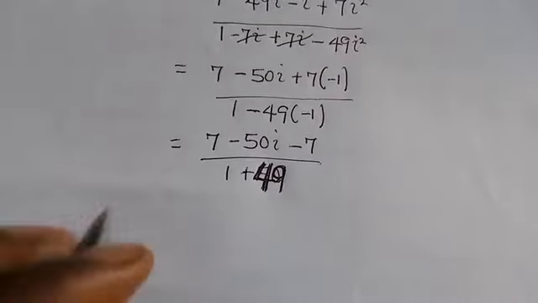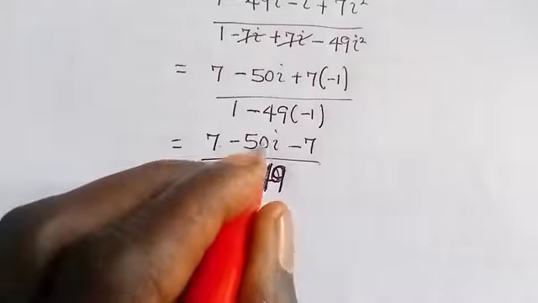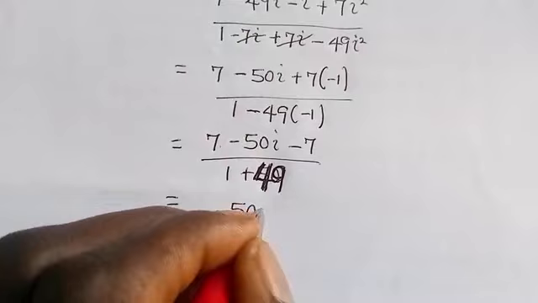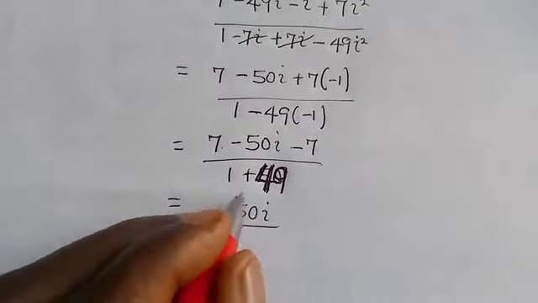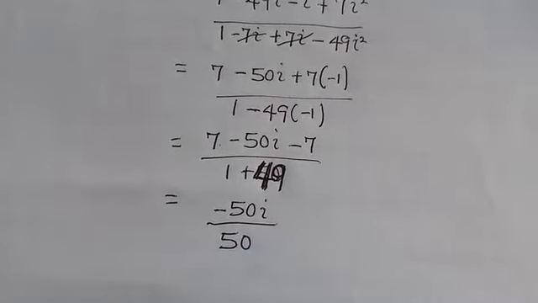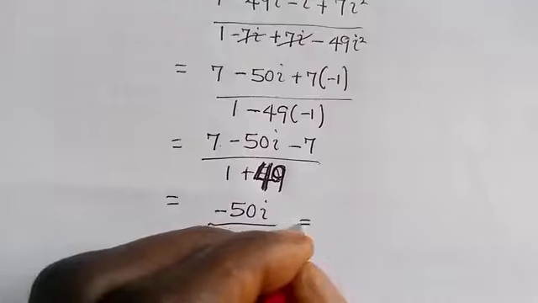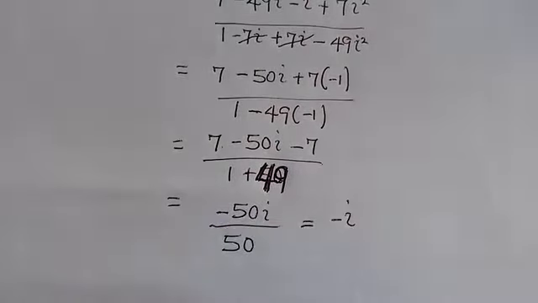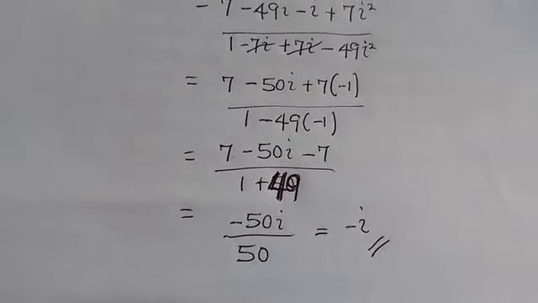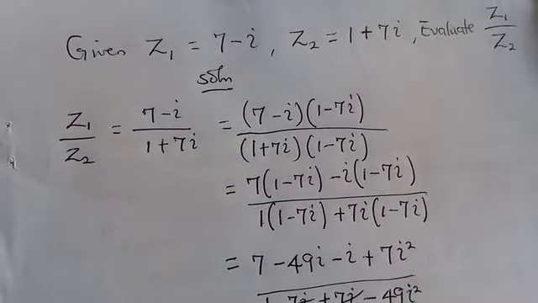So the next step here, we have 7 minus 7 equal to 0. 0 minus 50i, you are left with minus 50i in the numerator, divide by 1 plus 49, you have 50 in the denominator. And minus 50i divided by 50 is equal to minus i. So minus i is the value of z1 over z2 in this particular equation.